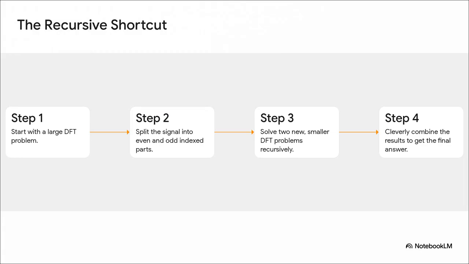So here's the game plan, really. You start with your big problem. You break it into two problems that are half the size. You solve those two smaller problems, and then, and this is the really clever part, you just combine their results to get the final answer. And you do this recursively, just keep splitting and splitting, until the problems become so tiny they're trivial to solve. So let's take a look at how that combination step actually works.